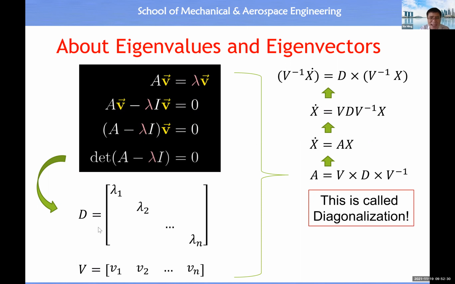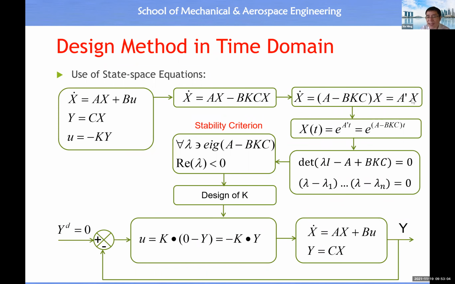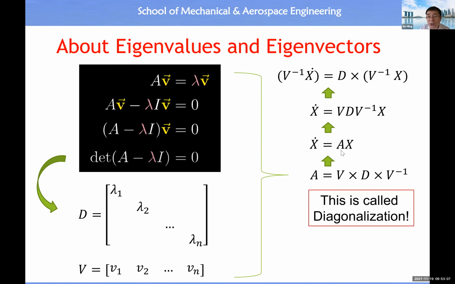Then we construct this diagonal matrix. Let's put the lambdas as the diagonal terms. Then also construct this eigenvector matrix: eigenvectors v1, v2, up to vn, put together as a matrix. Then the magic result is that this matrix is equal to matrix V times the diagonal matrix D times the inverse of matrix V. So then come back to your state space equation, like x dot equal to A prime x. Here I just use A.